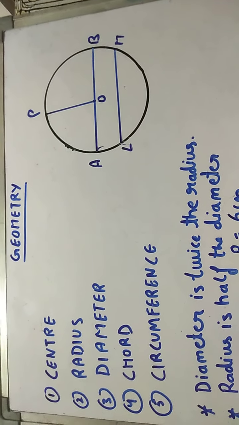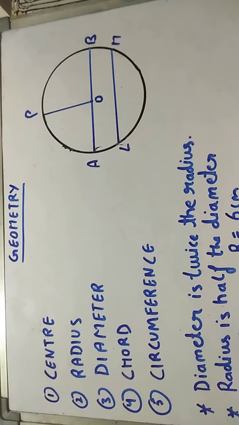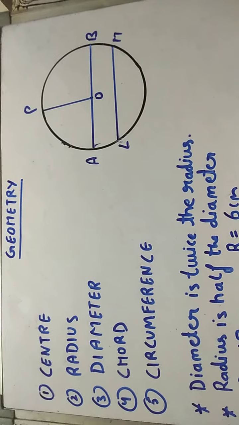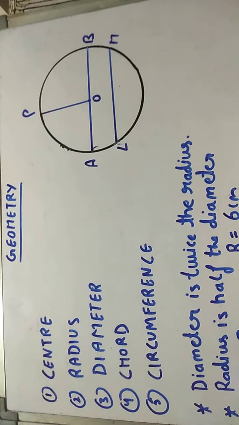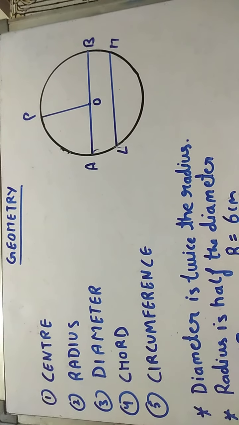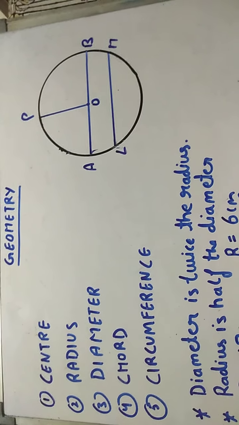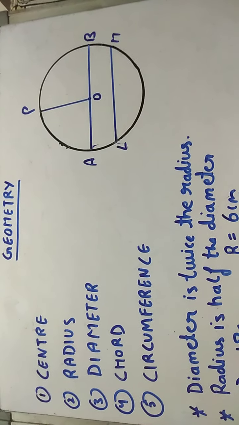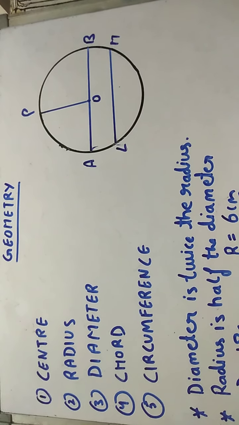So children, we were doing chapter geometry and in the previous class we learned polygons, various types of polygons. Today we are going to learn some various parts of a circle. You all know what a circle is. Okay, now today we are going to learn some parts of a circle which are very important.